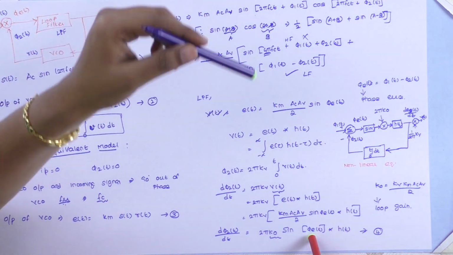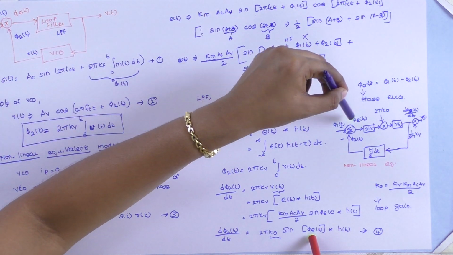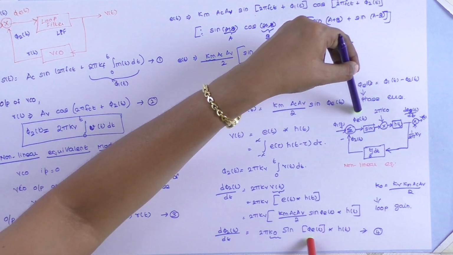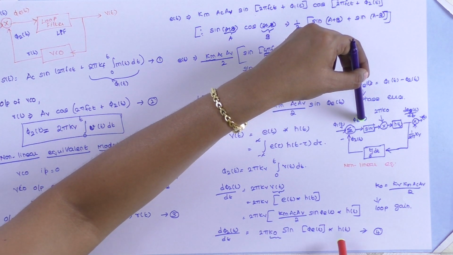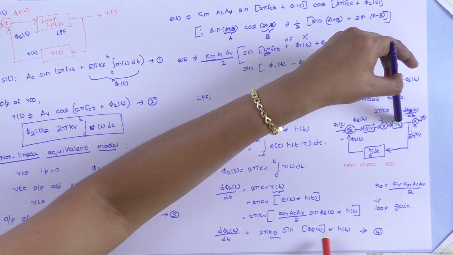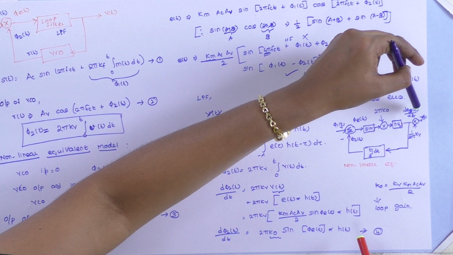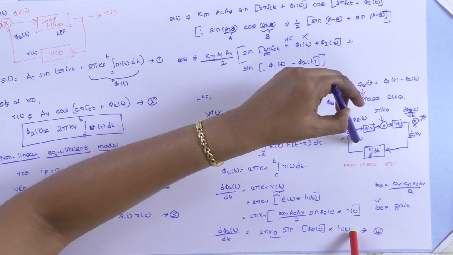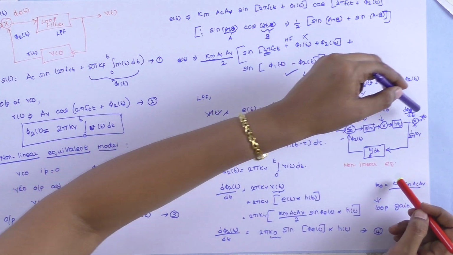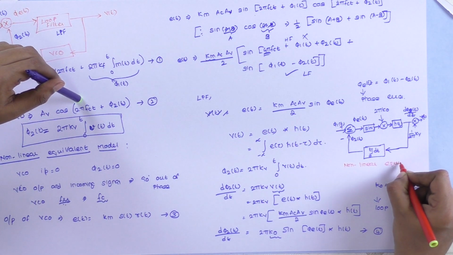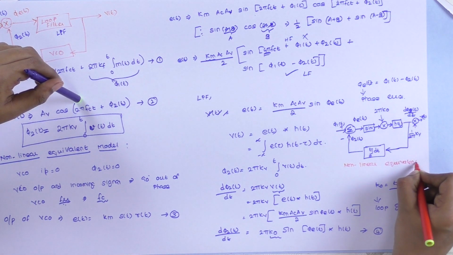What is phi e of t? Phi e of t is phi 1 of t minus phi 2 of t, taking the sinusoidal. Therefore, this term will give sin phi e of t, which is convolved with h of t. Here, convolution with h of t, and d phi 2 of t divided by dt is integrated, so that this acts as a negative loop. This is our v of t, the controlled voltage. This is referred to as the non-linear equivalent of PLL.